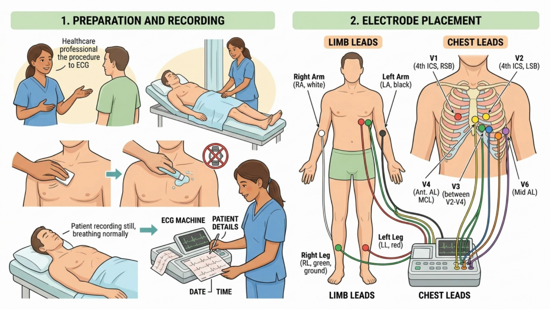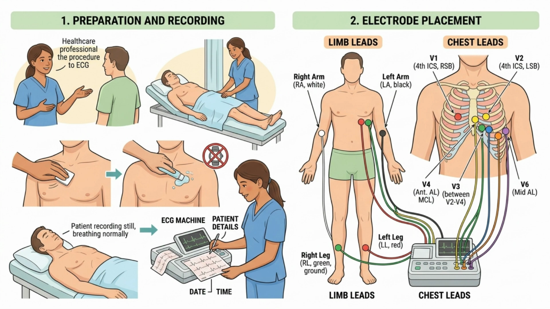Now let us discuss the procedure of recording an ECG. Preparation of the patient. First, the procedure should be explained to the patient to reduce anxiety. The patient is asked to lie in a supine position on the examination table. The chest area should be exposed while maintaining patient privacy. Metal objects, such as jewelry, should be removed. The skin is cleaned with alcohol swabs to improve electrode contact. If there is excessive chest hair, the area may be shaved.